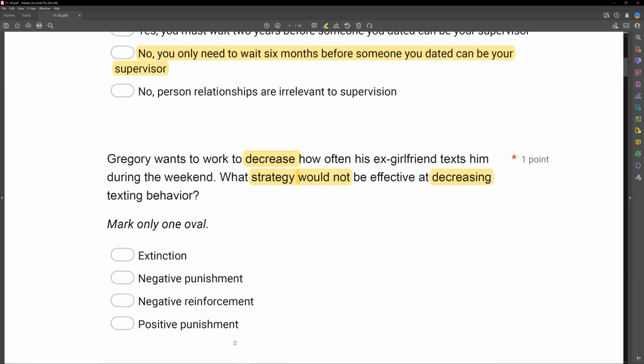And then positive punishment, of course, punishment decreases. So extinction and punishment would decrease. We would never use negative reinforcement to decrease a behavior. We would only use that to increase.